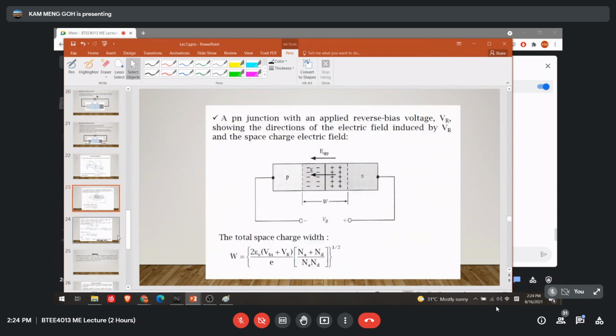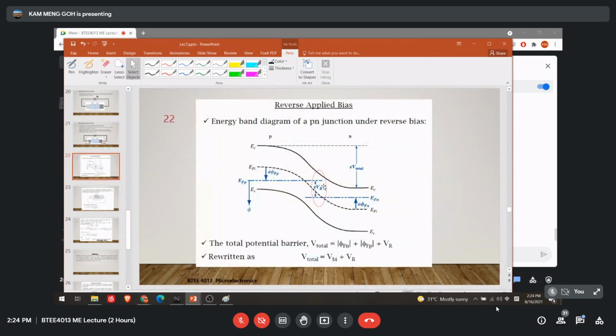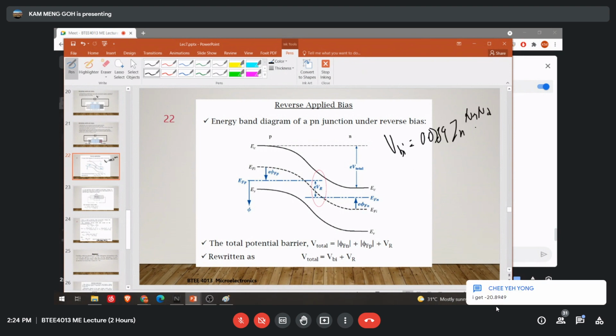But how are we going to do so? So for example, this thing. If you are providing a VR here, originally you can see your EF is still the same. But since VR is provided here, you can see there's a gap in between. But what about the formula wise? Your total barrier will become VBI plus VR. Okay. Originally, you are calculating the VBI. Yes. VBI equals to, let's say, 0.0259 ln NA ND over ni squared. But after introducing VR, you need to use VR plus VBI to become the total barrier.